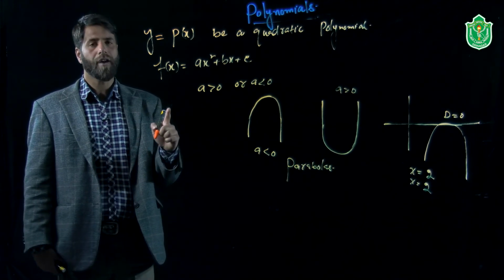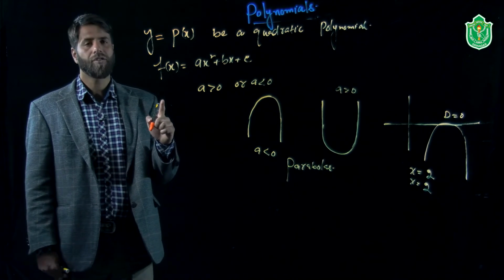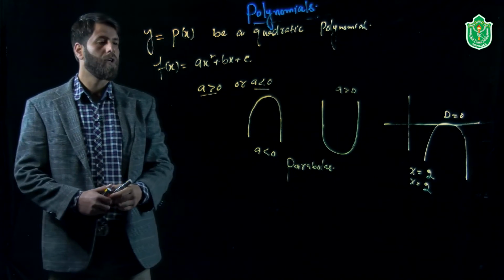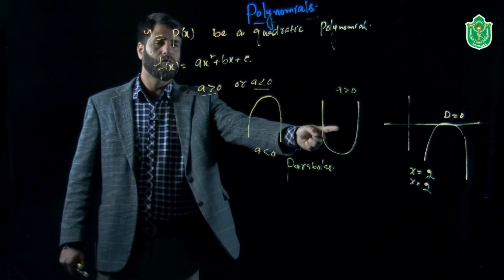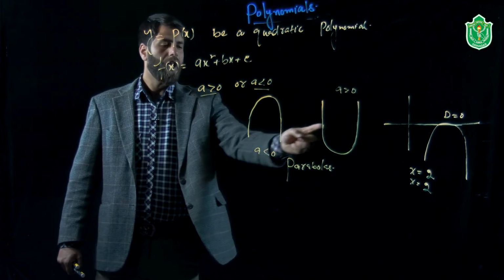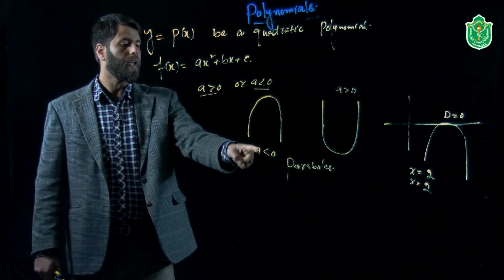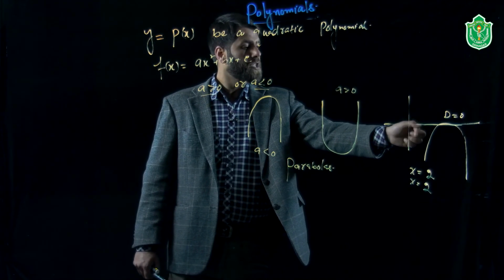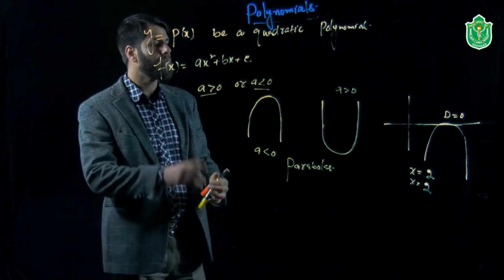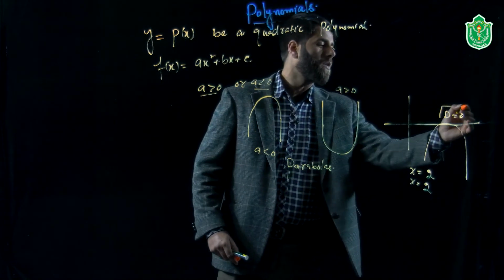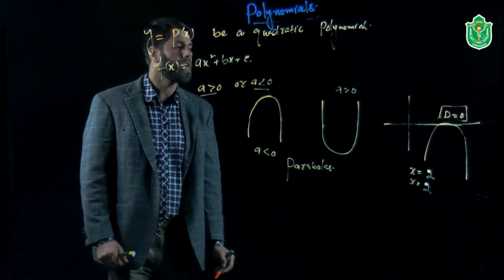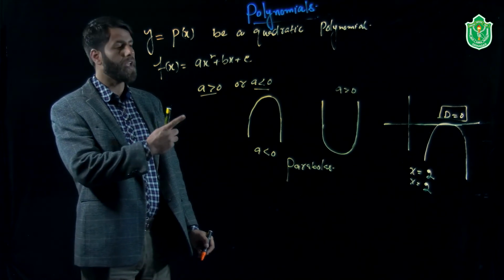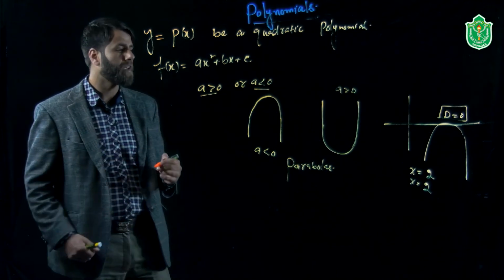So when you have a quadratic polynomial, it has highest degree 2. It depends whether a is greater than 0 or a is less than 0. If a is greater than 0, you will get U-shaped figure, U-shaped curve. And if a is less than 0, you will get the inverted curve. And if this graph cuts the x-axis, it seems that it cuts the x-axis exactly at 1 point. This seems that discriminant is equal to 0. That means it has exactly 2 roots, but both the roots are equal in number. That's why it seems that it will intersect the x-axis exactly at 1 point.